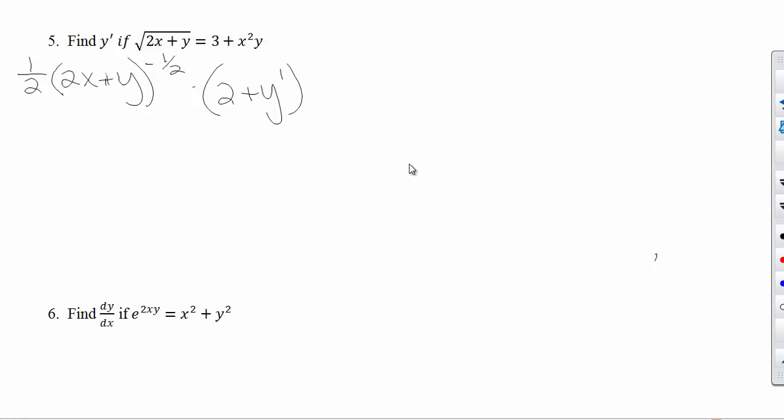And then I get to the right side, the derivative of 3 is 0. And when I get to x squared y, I need to use the product rule. So the derivative of x squared is 2x times y, plus x squared, the first part, times the derivative of the second, which is y prime. So there's my first step.